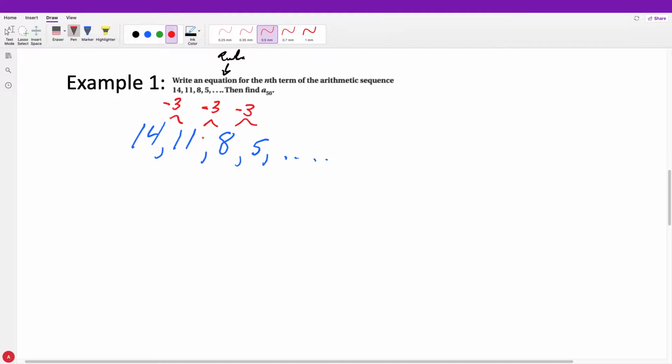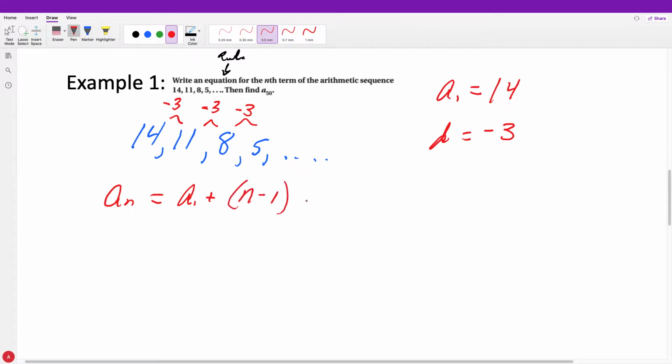All right, so to write this rule, the first thing that we need is our initial starting number, and that's 14. And then we need to know what our difference is. In this case, it's -3. So to write this out, we would say our a sub n, meaning the nth term of this arithmetic sequence, is equal to a sub 1 plus n minus 1 times our difference.